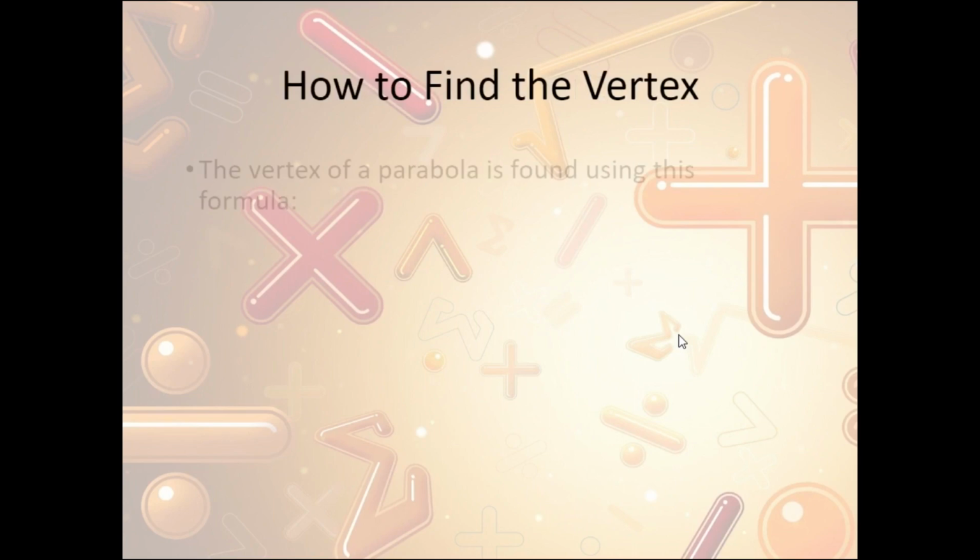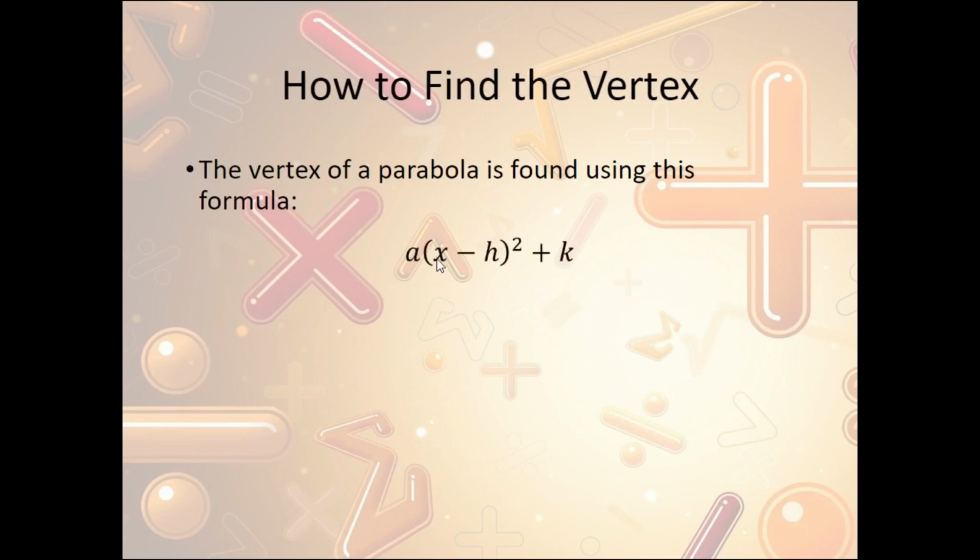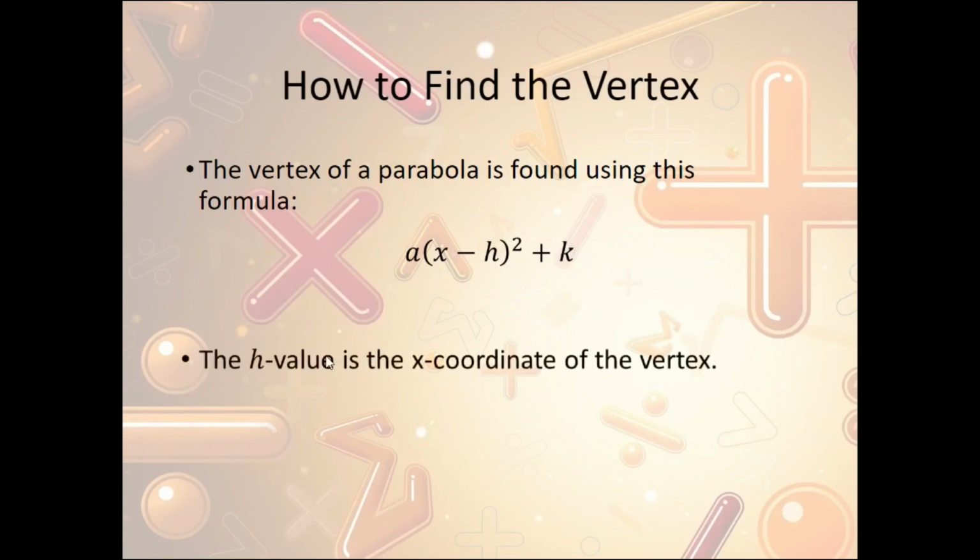This point right here would be considered the vertex. Now, how do we find the vertex? The vertex of a parabola is found by using this formula: a times (x minus h) squared plus k. Now, this should look pretty familiar because this is basically the completing the square of a quadratic. So the h value is the x coordinate.